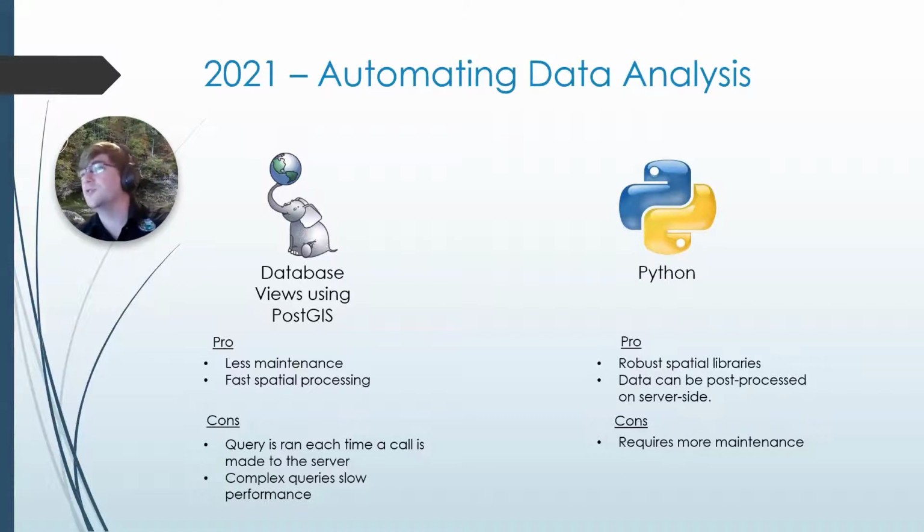Ideally, I preferred using views in our database since we have PostGIS. And the great benefit to PostGIS is there's not much maintenance to it. You essentially just type your query, build the view, and then it just runs itself. As your base table changes, it'll reflect those changes as well. And it can do some really fast spatial processing.